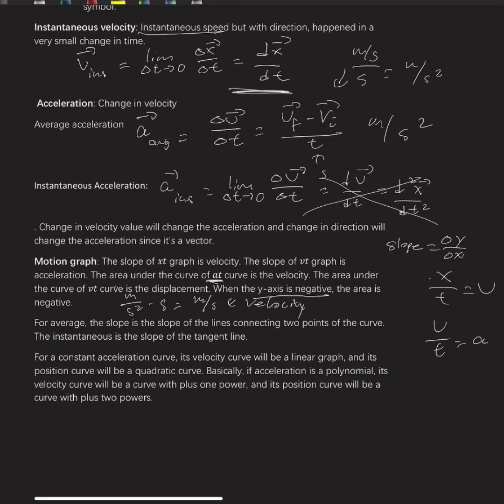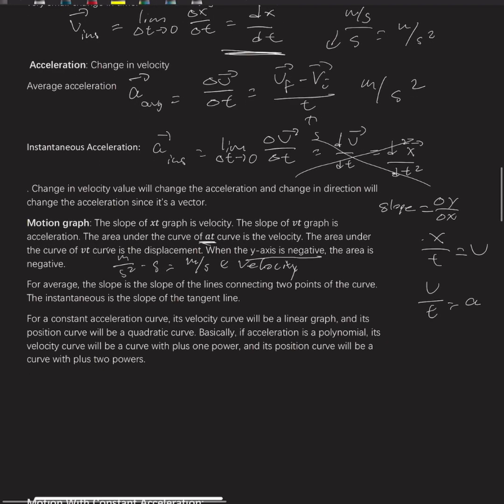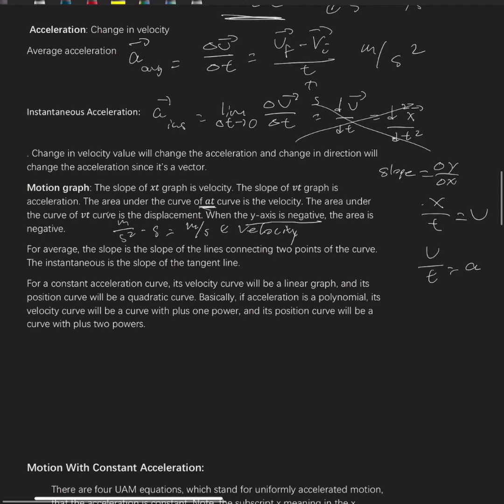If you're calculating the average of something, you're finding the slope of the line of the 2 points on the curve. For example, here is a curve. You're finding the velocity from this t0 to t1. What you'd be doing is connecting a line to it and calculating the slope m.